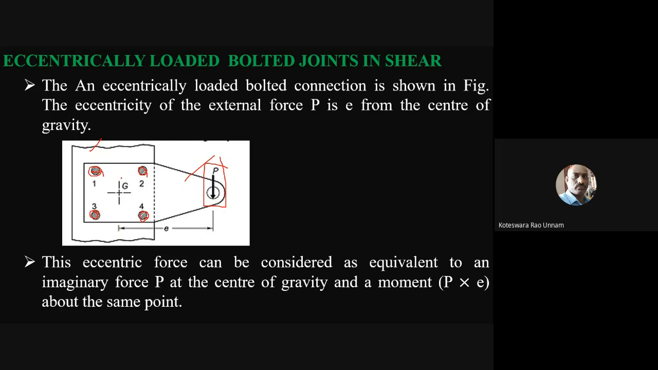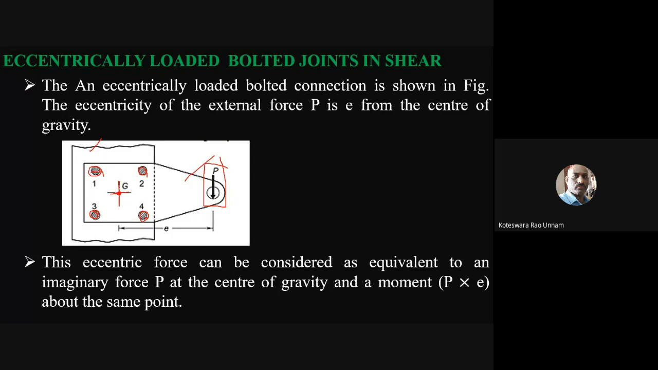Whenever there are more than 2 bolts, the first thing you have to do is find the center of gravity of that bolt system. Here G denotes the center of gravity of these 4 bolts. How will you find the center of gravity? Simple. Just like what we did in the case of riveted joints, here also we'll do the same thing.